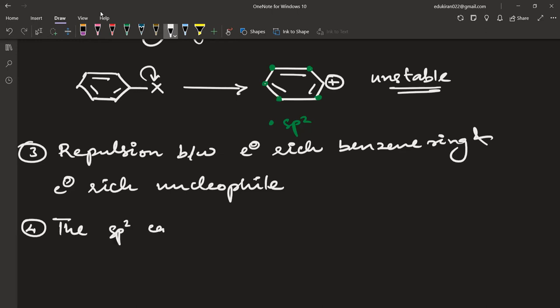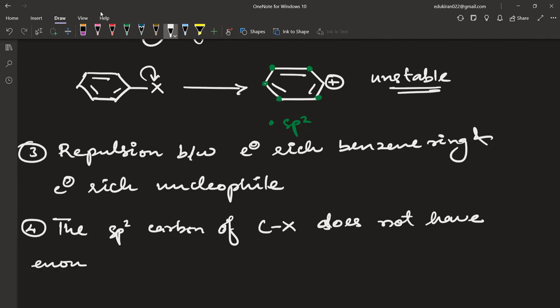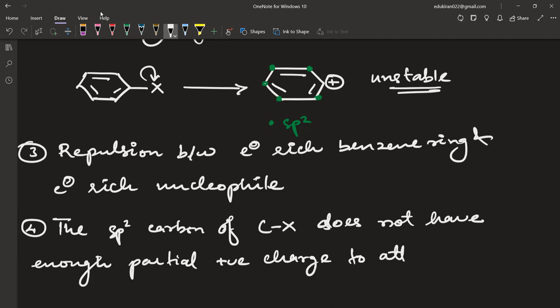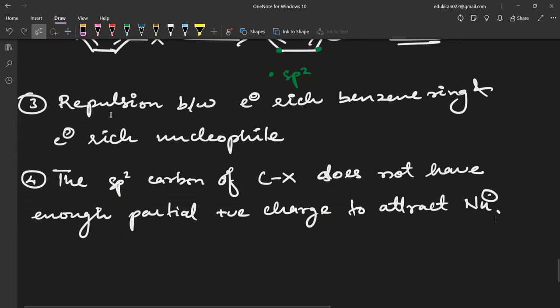The sp2 carbon of C-X does not have enough partial positive charge to attract a nucleophile. So the nucleophile will be attracted towards what? The delta positive charge. That is not there here. Why? Because this carbon atom is sp2, and sp2 is more electronegative. So if it is more electronegative, there will not be much electronegativity difference, due to which we get the partial positive and partial negative charge.